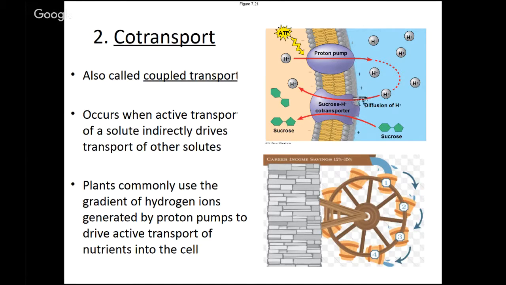Once this little protein opens its gates, these hydrogen ions are going to flow back through it. Now, they're going to do that because they're crowded and they want to get back inside the cell. So they are now going to move passively from an area of high concentration to low concentration inside the cell. And as they flow through this protein, they're going to energize it. That protein now has the energy to grab onto sucrose and push it inside. So the second protein represents the passive part of the process. The proton pump represents the active part of the process, and they both have to work together in order to move the sucrose inside. So it's co-transport, also known as coupled transport.